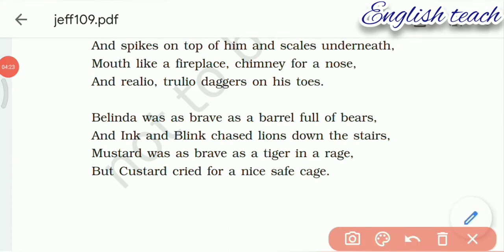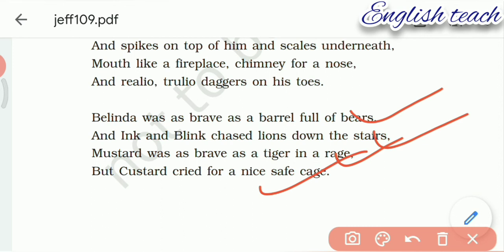Fourth paragraph. Belinda was as brave as a barrel full of bears, and Ink and Blink chased lions down the stairs. Mustard was as brave as a tiger in a rage, but Custard cried for a nice safe cage.